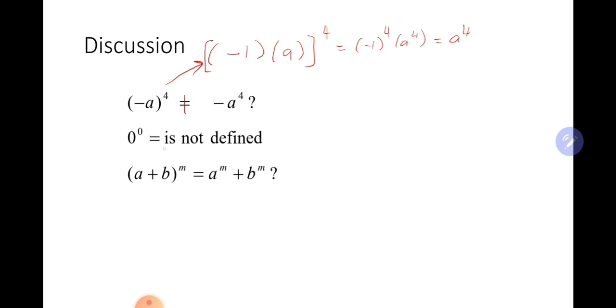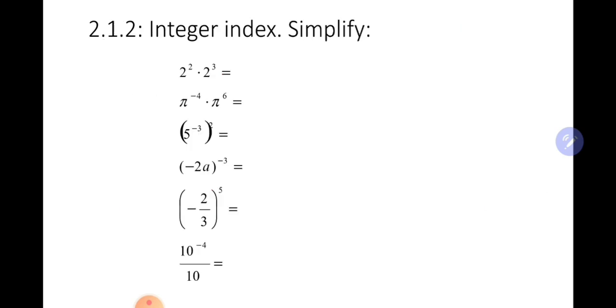Now, 0 power 2 is actually not defined. And for a plus b power m, do you think this is equal to a power m plus b power m? The answer is no, because for instance if we take m equals 2, we have a plus b power 2, which is a plus b times a plus b. If you expand this, you get a squared plus 2ab plus b squared, which is not equal to a squared plus b squared.